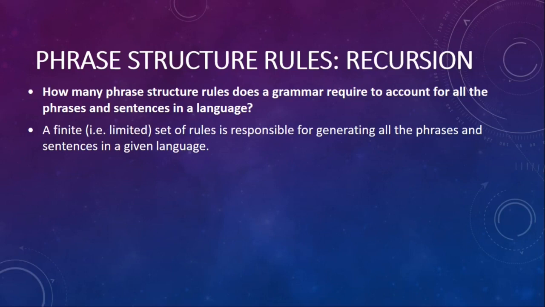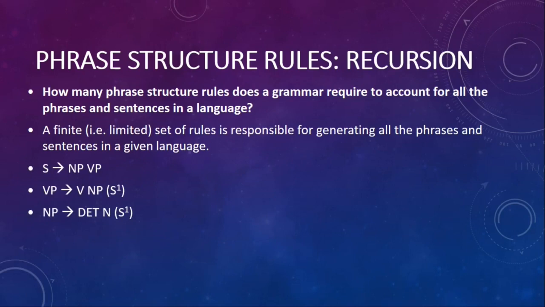Linguistics aims to be a science of language, and science tries to explain how the world works with a limited number of rules. So for language, it would be better if a finite number of rules is responsible for generating all the phrases and sentences in a given language. And during this course, since we've learned a number of these kinds of rules, we realize that we can actually get quite far with a very small number.